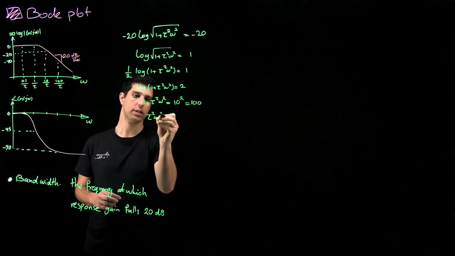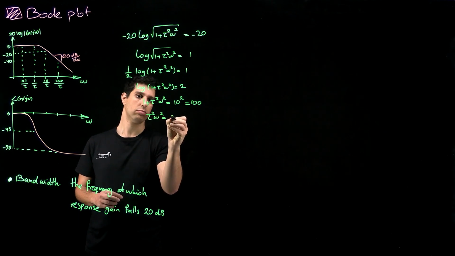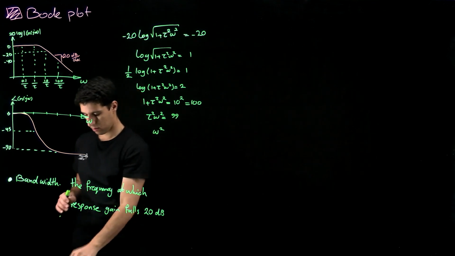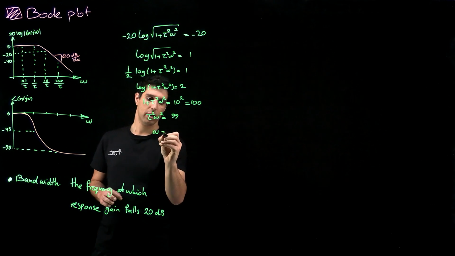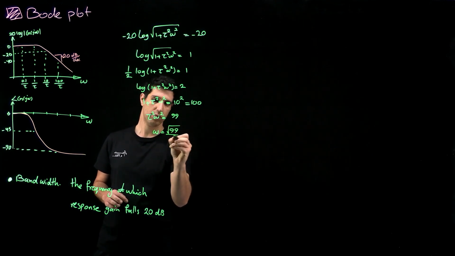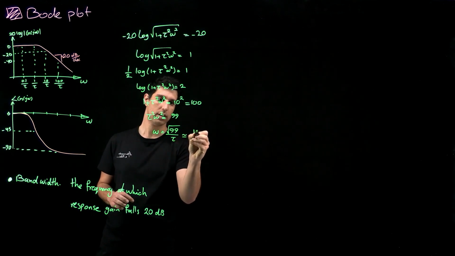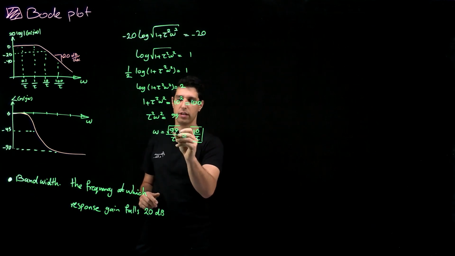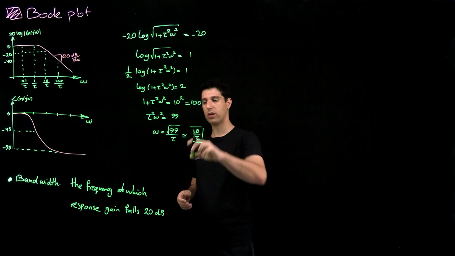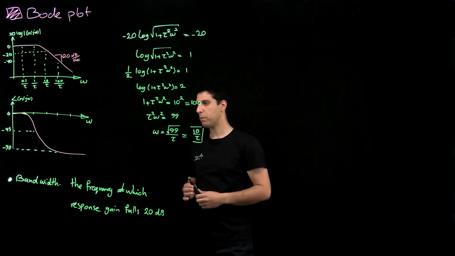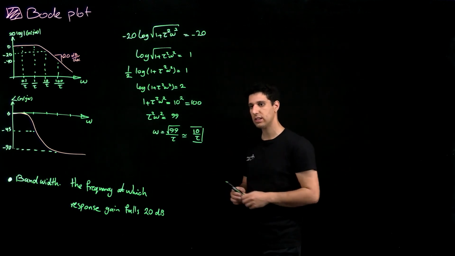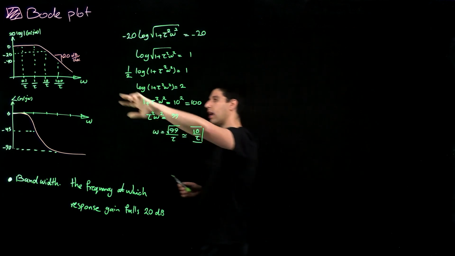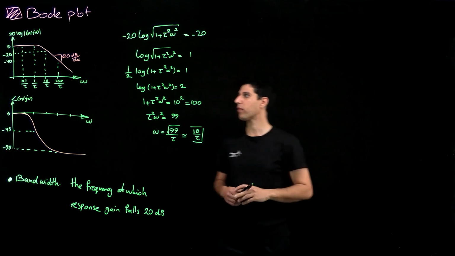So tau squared omega squared equals 99, approximately 100. Omega equals square root of 99 over tau, which is approximately 10 over tau. So that's why I plotted it here. That is the bandwidth approximately. The true bandwidth is square root of 99 over tau, but approximately 10 over tau. Whatever tau is, remember, tau was the time constant of the system. For instance, 2 seconds. So 10 over 2 seconds is the frequency at which the output amplitude will drop by 20 decibels.